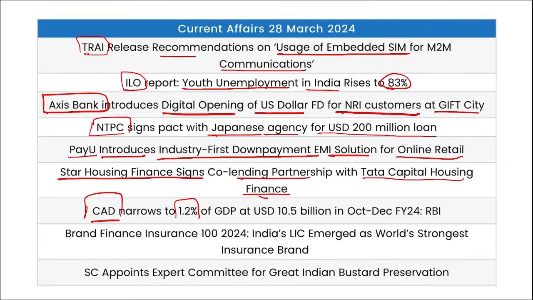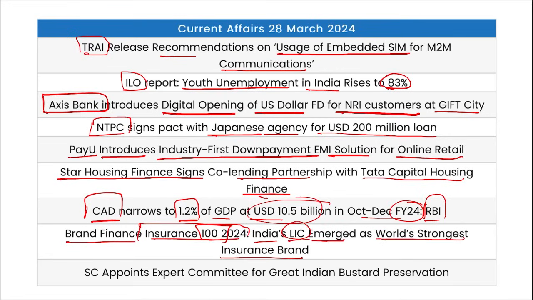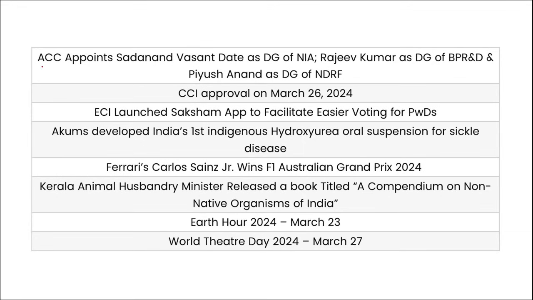CAD narrows 1.2%. Current account deficit narrows to 1.2% of the GDP at $10.5 billion for the third quarter of fiscal year 24 as per RBI. Then Brand Finance Insurance 100 report was released. This Insurance 100, and in this India's LIC has emerged as the world's strongest insurance brand. Then SC appointed expert committee for Great Indian Bustard Prevention. Next, ACC appointed Sadananda Vasan Date as the Director General of NIA, Rajiv Kumar as Director General of BPR&D, and Piyush Anand as Director General of NDRF.